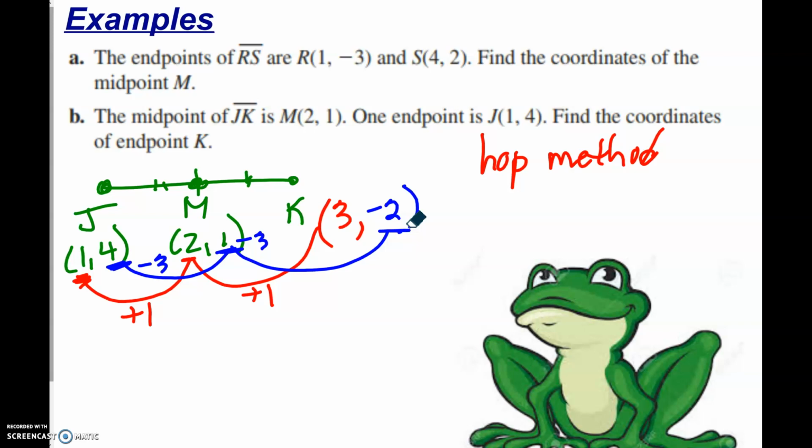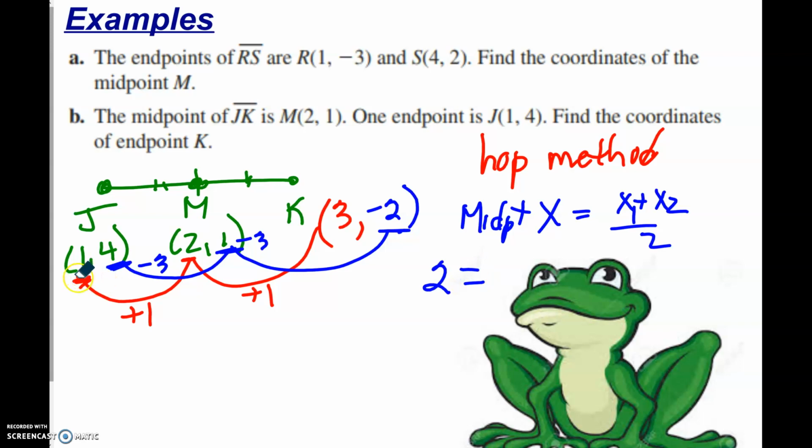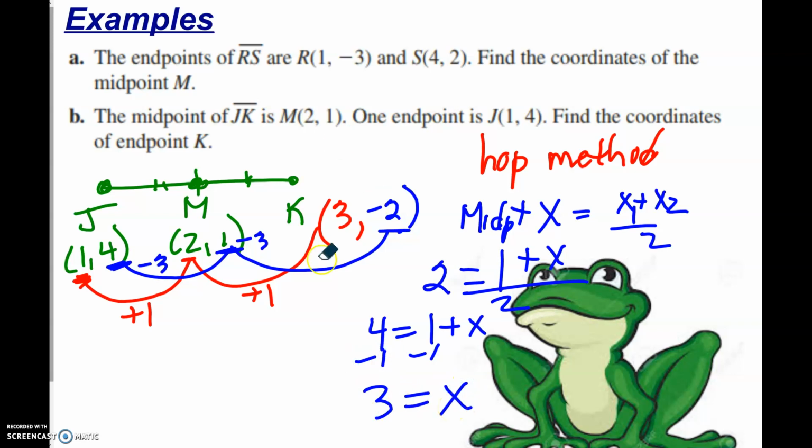Now another way of doing this is setting up the formula. So finding the midpoint of x. Remember, we go x1 plus x2 and divide by 2. Well, in this particular case, we know that the midpoint of x is 2, and we know one of the x values is 1. We do not know the other one. So I'm going to multiply both sides by 2, so we get 4 equals 1 plus x, and then subtract 1, and we get 3 equal to x. And that's what we got when we did the hop method.